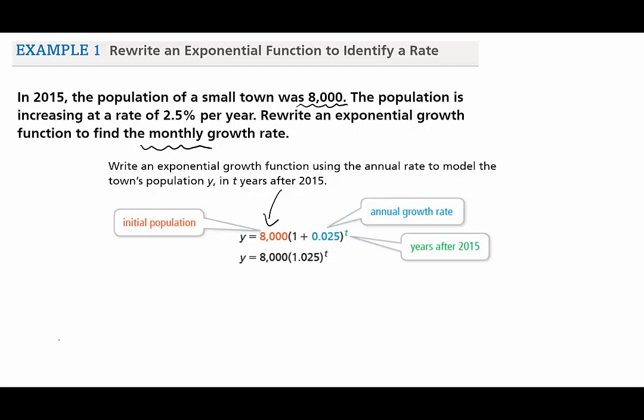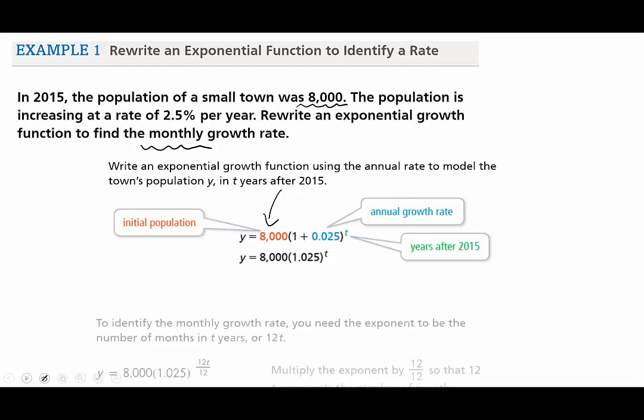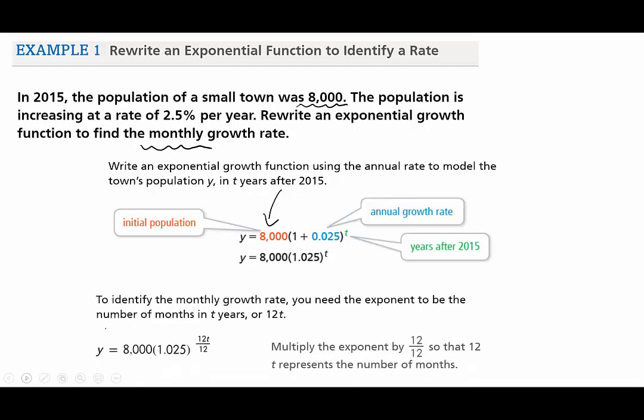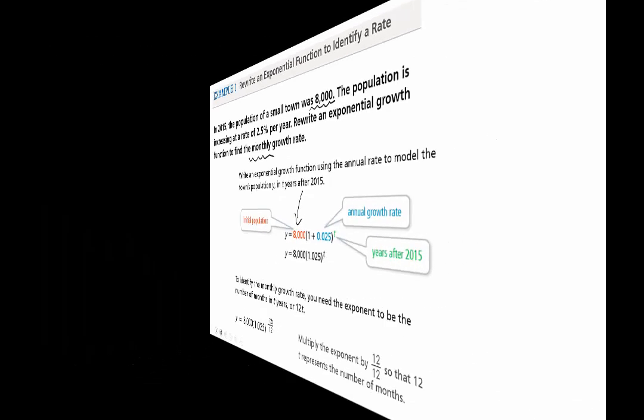We do have to convert this to months. To identify the monthly growth rate, you need the exponent to be the number of months in T years. So we haven't identified how many years because the question is just asking us to come up with the exponential growth function. We changed 12T over 12 just to indicate the number of months in a year.